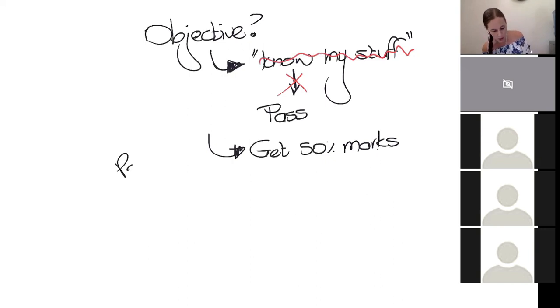I want this on a post-it note on your wall. Every time you start a question, every time you study, every time you do anything, you go back to: my objective here is that I need to get 50% of the marks. It's not about knowing deferred tax. It's about getting 50% of the marks on a deferred tax question. It's not about knowing substantive procedures. It's about getting 50% of the marks for a substantive procedure question. And that changes your approach entirely, or it should, it will, as we go through this.